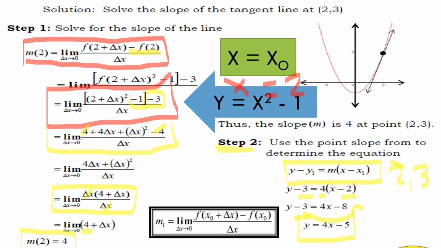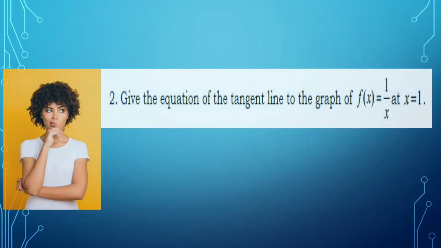So we have the formula of our slope and the equation of the tangent line. I hope you understand the first question. Let's proceed to the second question. Give the equation of the tangent line to the graph of f of x equals 1 over x at x equals 1.